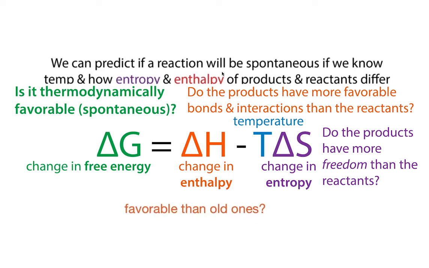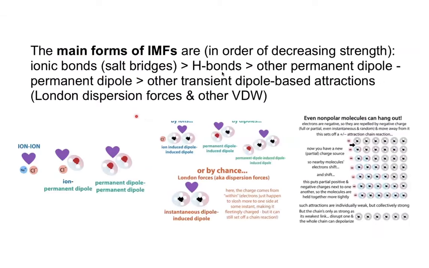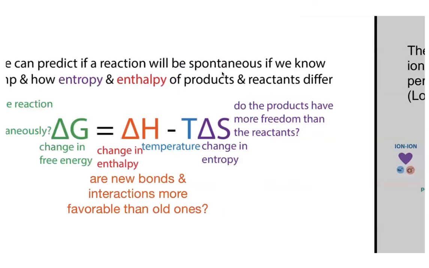And we have to say, okay, are the new bonds and interactions more favorable than the old ones? So remember, these can be a lot of weak interactions. They can be even transient interactions, or they can be stronger interactions. When we're talking about intermolecular forces, in order of decreasing strength, we have ionic bonds, salt bridges, hydrogen bonds, other permanent dipole-dipole, other transient dipole-based attractions. All of these are relatively weak, but all of these are going to contribute to enthalpy.